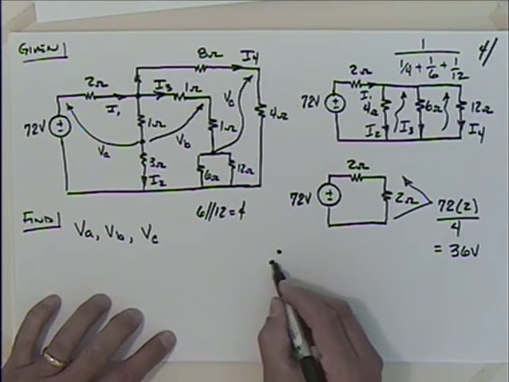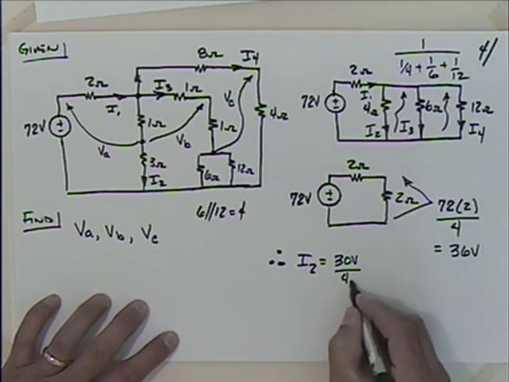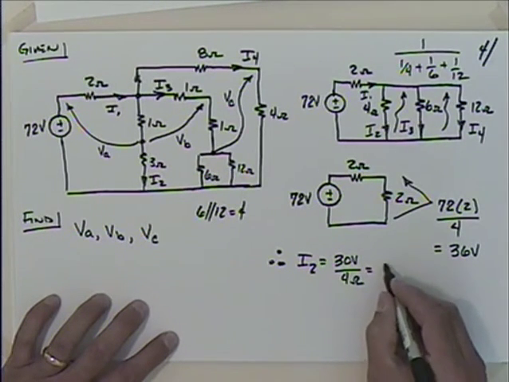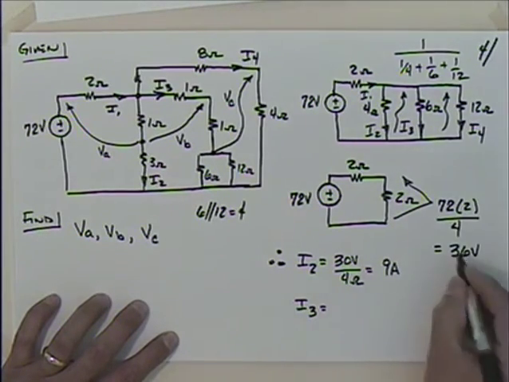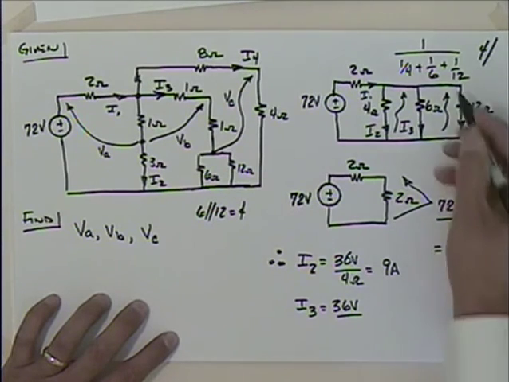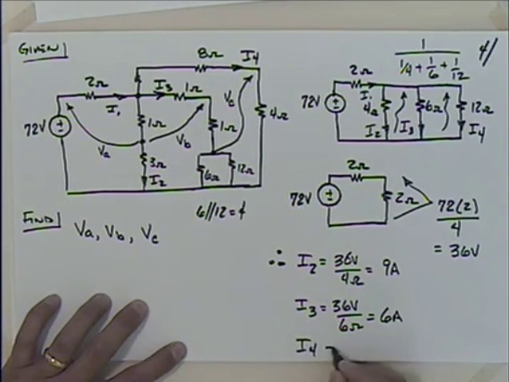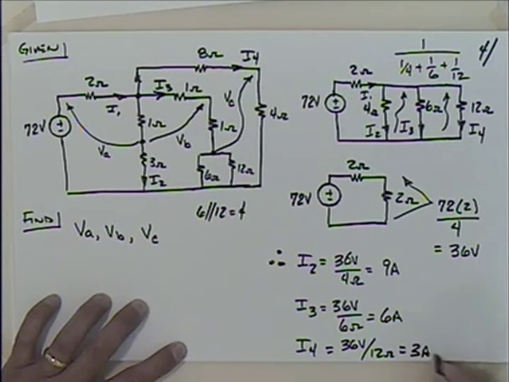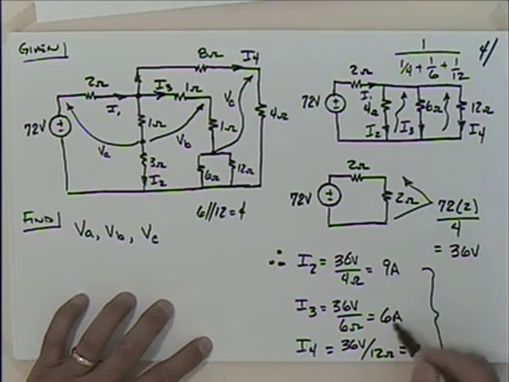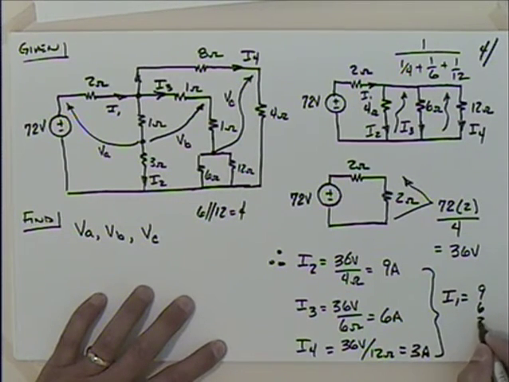So I can say then that I2 is equal to 36 volts divided by 4 ohms, which is going to be 9 amps. I3 is equal to 36 volts divided by 6 ohms, which gives me 6 amps, and I4 is equal to 36 volts divided by 12 ohms, which gives 3 amps. So I could say then that the sum total of these, 9 and 6 and 3, is 18 amps, isn't it? So I1 is equal to 9 plus 6 plus 3, which is 18 amps.